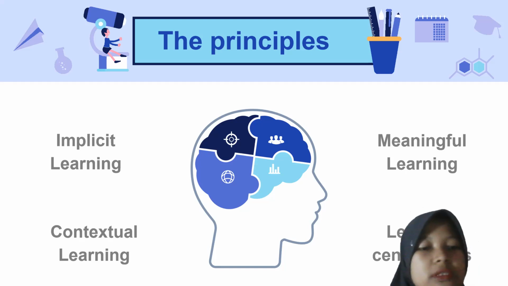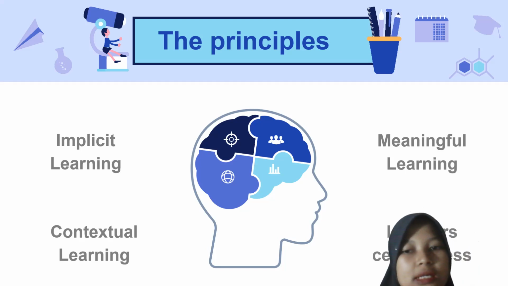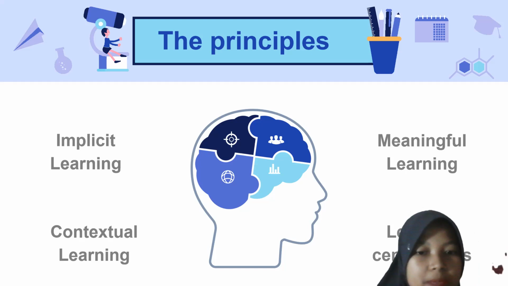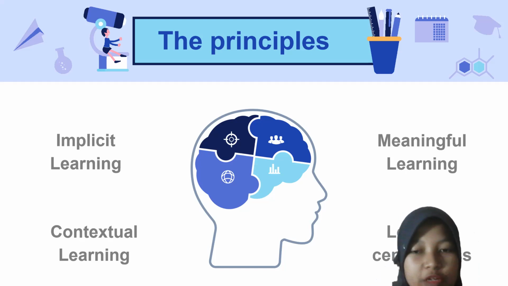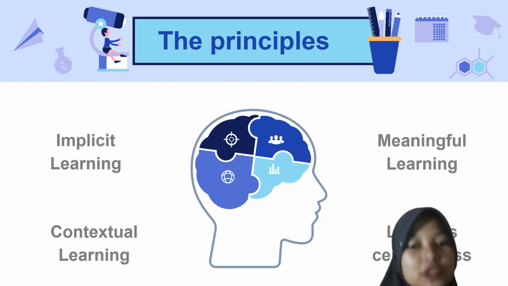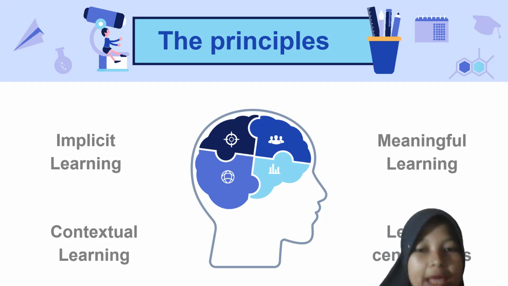The second one is about contextual learning. And this principle means delivering material by paying attention to the use of the language. For example, if we give material about apples, we not only teach the word itself, but also how it's used. For example, how to name the characteristics of an apple, the names of types of apples, and ask the price of the apple.